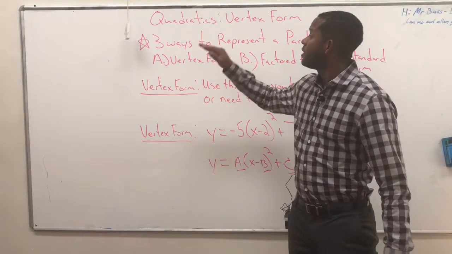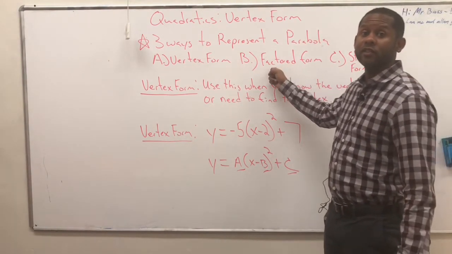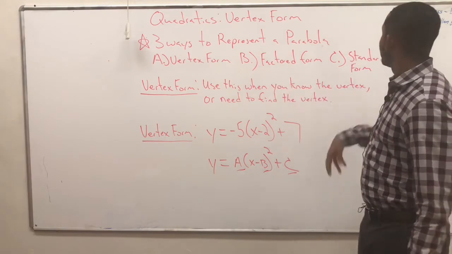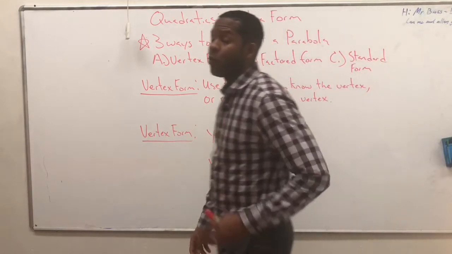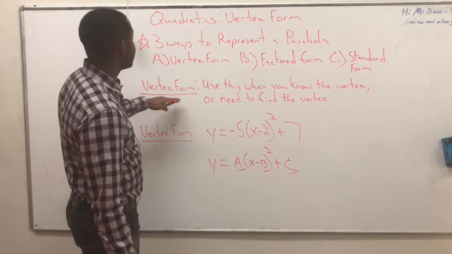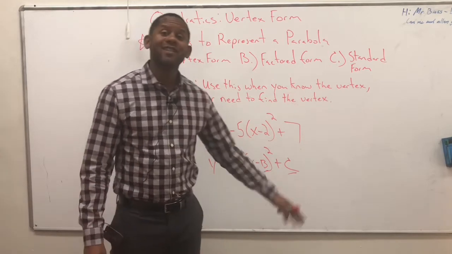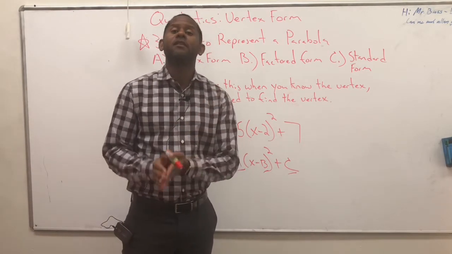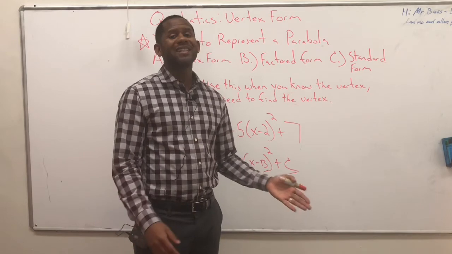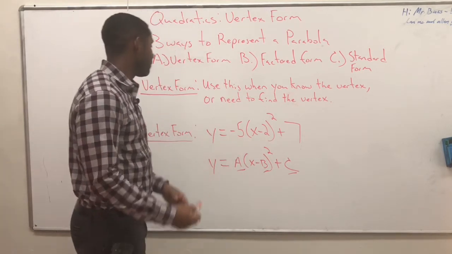There are 3 forms. There's vertex form, which we're going to talk about here today. There's factored form, which we're going to get to probably sometime next week. And there's standard form. We're only focusing on vertex form with this one. So this vertex form, you're going to use this when you know the vertex or when you need to find the vertex. If one of the key features you need is a vertex, you're probably going to want to deal with the vertex form.